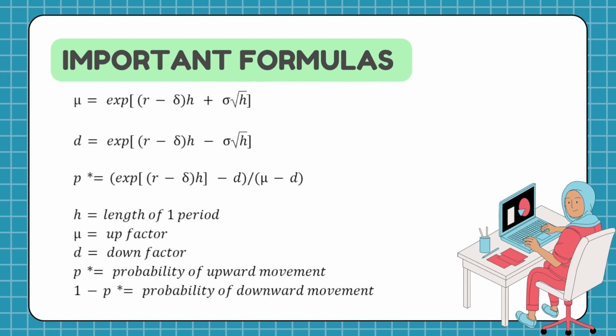Here are some important formulas to remember in order to construct a binomial tree. Firstly, the up factor u equals exp((r - δ)h + σ√h). The down factor d equals exp((r - δ)h - σ√h). And p, which is the probability of upward movement, equals (exp((r - δ)h) - d) divided by (u - d). And then the probability of downward movement is just 1 - p.